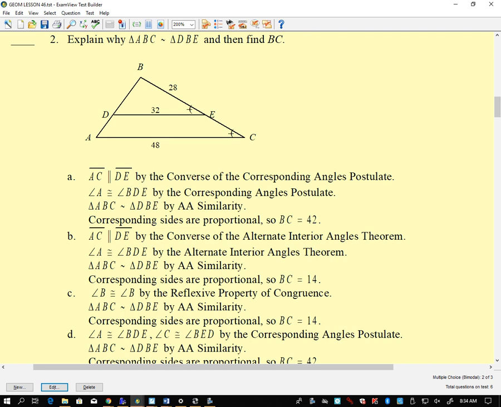This is like a no-duh type of thing, yeah? We call that the reflexive property of congruence. Does that make sense? We do that a lot in Algebra 3. Something is equal to itself. Okay, so are those two triangles similar?